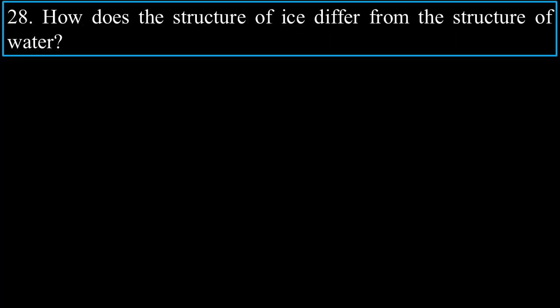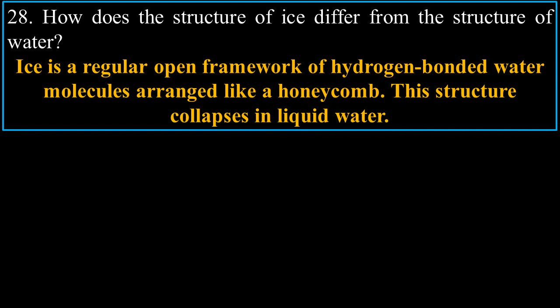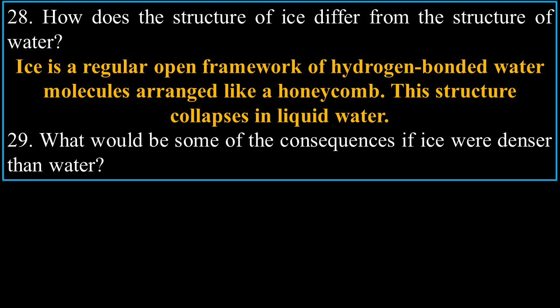How does the surface of ice differ from the structure of water? Ice is a regular open framework of hydrogen-bonded water molecules arranged like a honeycomb. The structure collapses in liquid water.